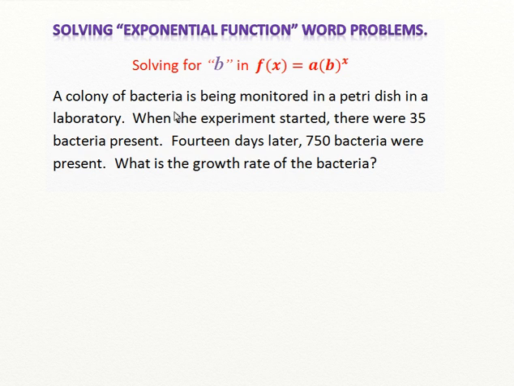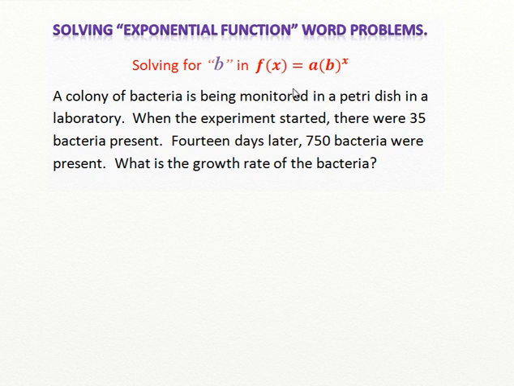It describes a colony of bacteria being monitored in a petri dish in a laboratory. When the experiment started, there were 35 bacteria present, so the initial value. 14 days later, there's our time period, 750 bacteria were present in the dish. What is the growth rate of the bacteria?